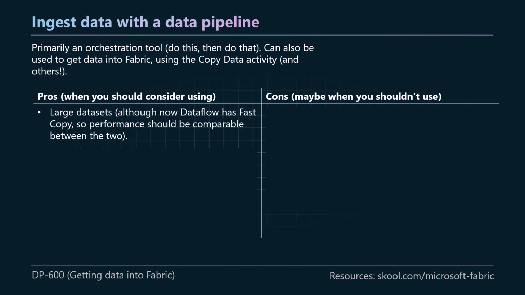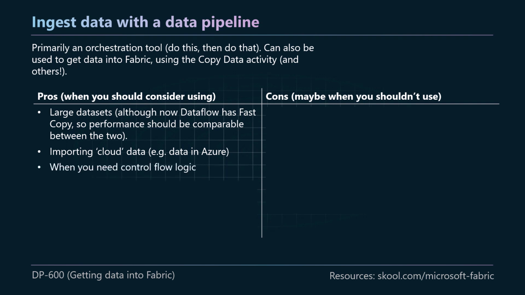Now, one of the main pros of a data pipeline is that it performs well on large data sets. And now, as I mentioned before, the Dataflow now has fast copy, so the performance should be comparable between the two. It has many connections to cloud data sources, especially in Azure, so it's good for using if you've got data in Azure, for example. We need some sort of control flow logic, so maybe looping through different tables, for example. There's a lot of functionality for building metadata driven or parameterized data ingestion methods. So that's something to bear in mind with the data pipeline.